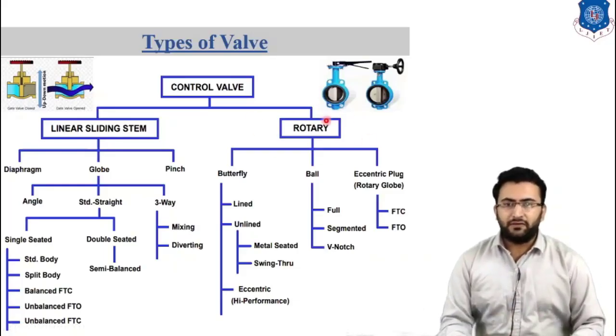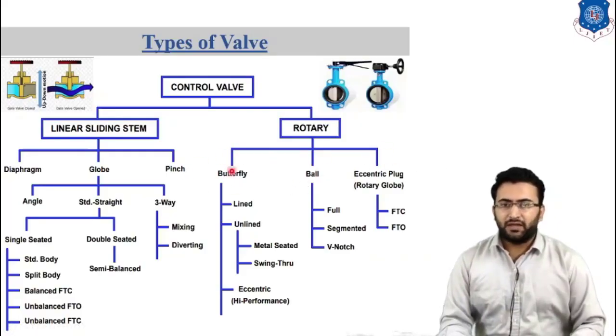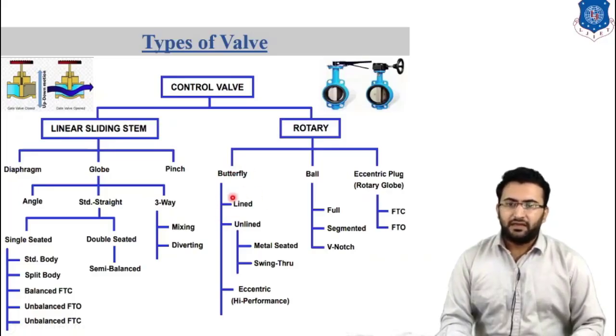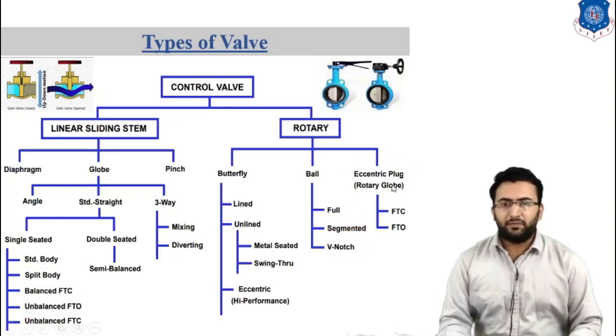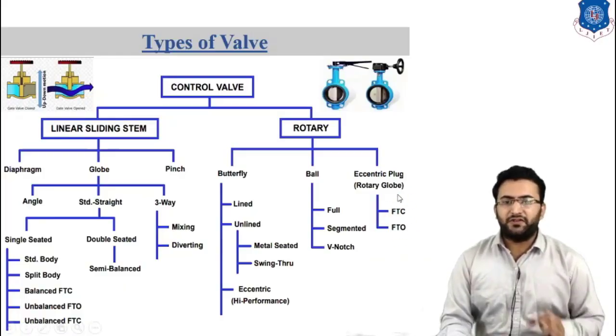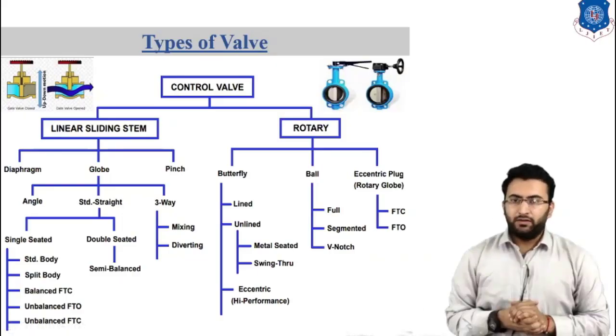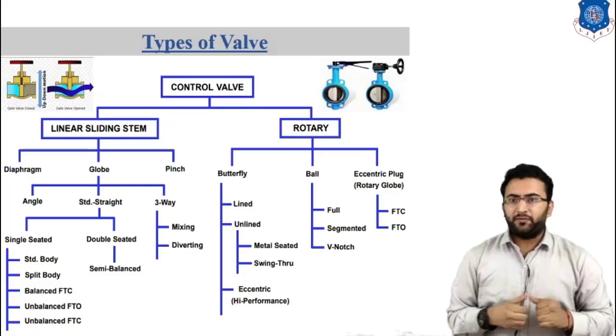Then the rotary valve is further classified as a butterfly valve, ball valve and eccentric plug. The butterfly valve is further classified as a lined valve, unlined valve and eccentric valve, where the ball valve is further classified as a full ball valve, segmented valve and V-notch valve, where the eccentric plug is further classified as FTC and FTO. FTC means flow to close, and FTO means flow to open. So this is all about types of valves.